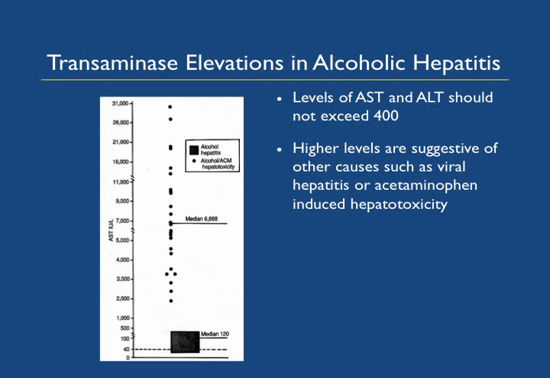However, it's important to note that the AST and ALT don't get to the levels that occur in other diseases. In fact, levels of AST and ALT should not exceed 400. Higher levels are suggestive of other causes, such as viral hepatitis or acetaminophen-induced hepatotoxicity. In this graph, you can see that in the grouping of patients who had acetaminophen-induced hepatitis in alcoholics as opposed to alcoholic hepatitis, the mean levels are completely different.